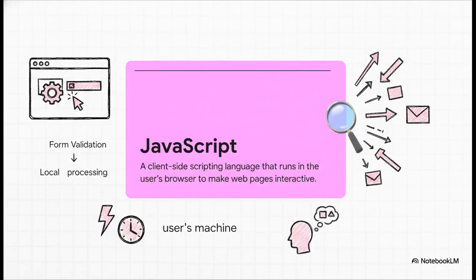Now, the most important phrase to remember here is client-side. All that means is that the JavaScript code is downloaded and runs directly on your computer, inside your web browser. This is why it's so fast. Think about when you're typing in a form and it immediately tells you, hey, that's not a valid email. That's JavaScript working right there on your machine, giving you instant feedback.